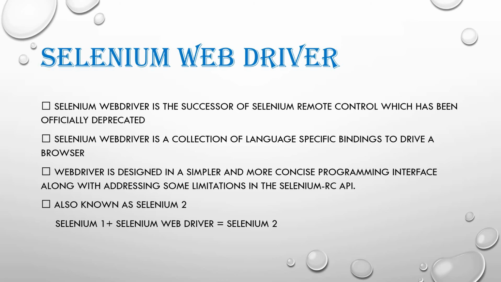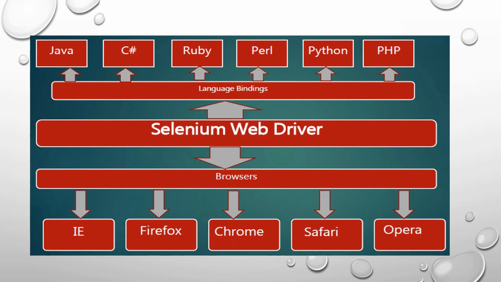WebDriver is designed with a simpler and more concise programming interface, along with addressing some limitations in the Selenium RC API. We can also call Selenium WebDriver as Selenium 2 because it is a combination of Selenium 1 and Selenium WebDriver. So we can also call it Selenium 2. This is the architecture of Selenium WebDriver. It is providing language bindings to different programming languages that we are using: Java, C Sharp, Ruby, Perl, Python, PHP, and on the other hand, it provides support to different browsers like IE, Firefox, Chrome, Safari, and Opera.